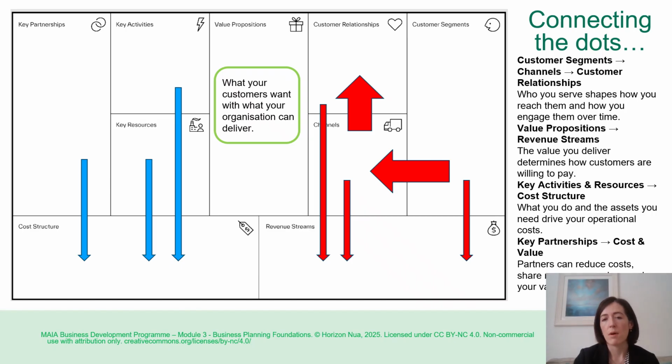Finally, key partnerships can influence both your costs and your value delivery. The right partners can reduce costs, share resources, and help you reach customers or deliver more effectively. By actively connecting the dots across the canvas, you can see the cause and effect relationships that make your business model work or reveal where it might need adjustments.